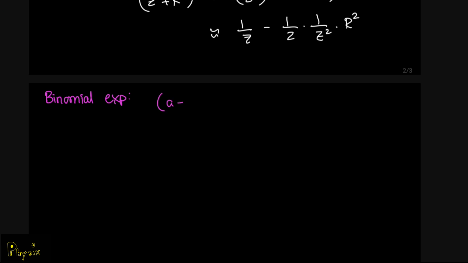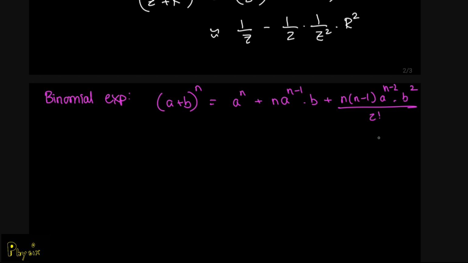If you have two quantities, a and b, raised to the power n, then you can write this as a to the n plus n a to the n minus 1 times b plus dot dot dot. I should also write the next term down: n times n minus 1, a to the n minus 2, b squared, all over 2 factorial, plus dot dot dot. This is just the binomial expansion.